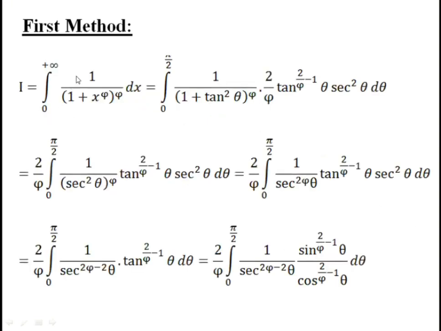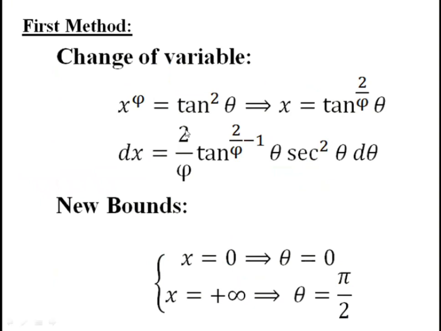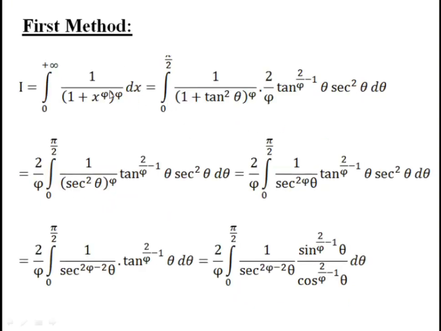the bounds from 0 to plus infinity become new bounds from 0 to pi over 2. Instead of x to the power 5, we put tangent squared theta, and then dx equals 2 over 5, etc. So I becomes the integral from 0 to pi over 2 of 1 over (1 plus tangent squared theta) all to the power 5, multiplied by dx, which is 2 over 5 multiplied by tangent to the power 2 over 5 minus 1 of theta multiplied by secant squared theta d theta. We will take 2 over 5 outside the integral.